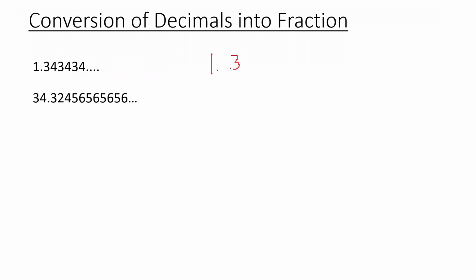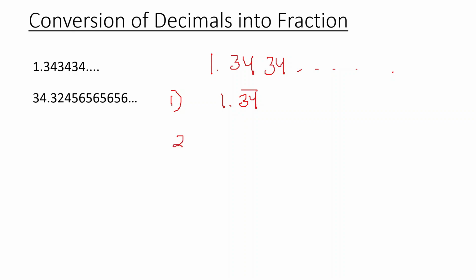This is written 1.3434 till infinity. So 34 is the repeating term here. We will do it step by step. First step is to write the complete number. Complete number means just put a bar here. So this is the number. You can say write the compact form of the number.